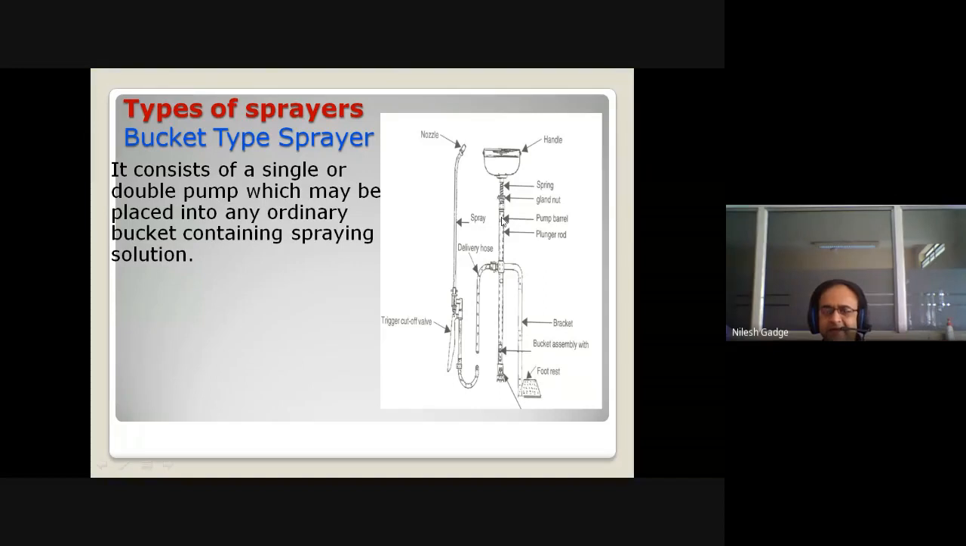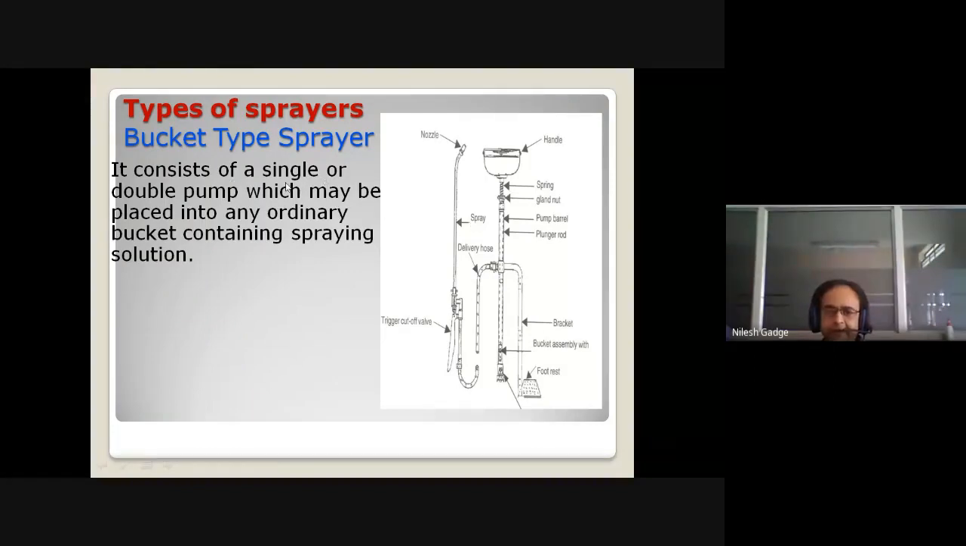It is not asked for the exam, just to see all this. The spring is there, then the handle, then this nozzle, trigger valve, and the delivery hose. This is the spray lance. This rod is called a spray lance.